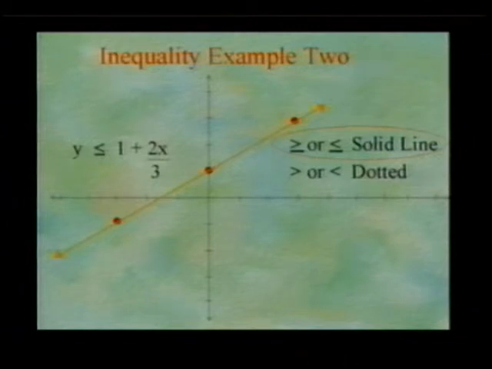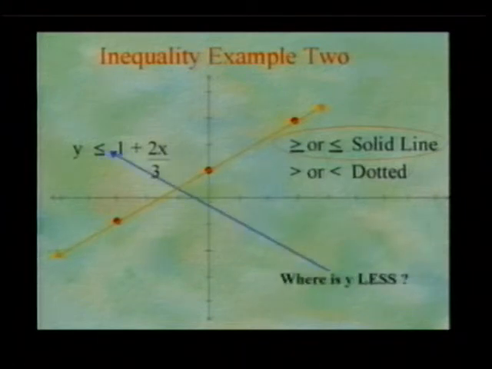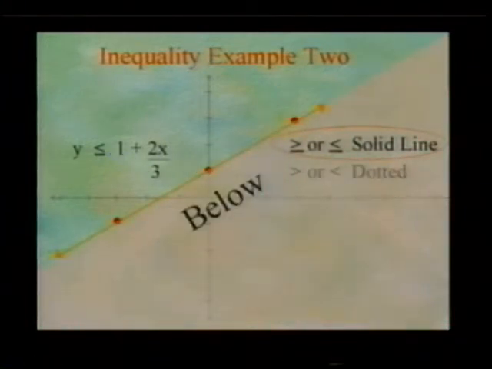Now all we have left to decide, is it above or below? Well, in this case, y is less than. Where does y get less? Well, y gets less going down, so it shouldn't surprise you that you're going to shade, well, since y is less, you're going to shade below, and that's your answer. Okay, not so bad, is it?